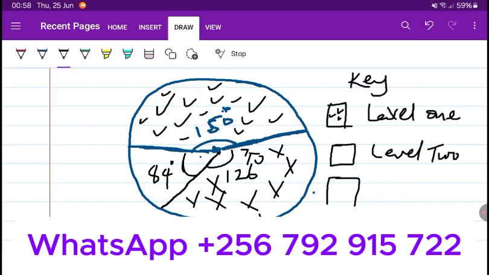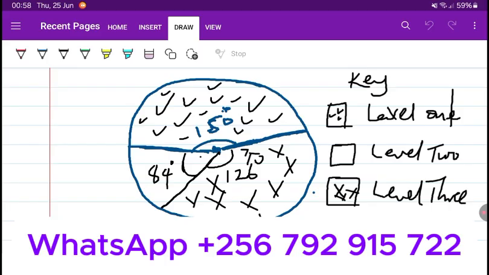Then the one that is represented by X will be level 3. And that will be done. But of course, one key thing that you always have to indicate is the title, because we said these charts always have a title. So you can put maybe number of students per level, a pie chart showing the number of students per level.